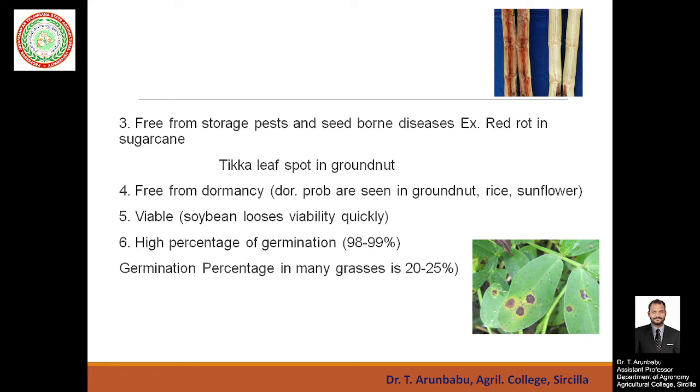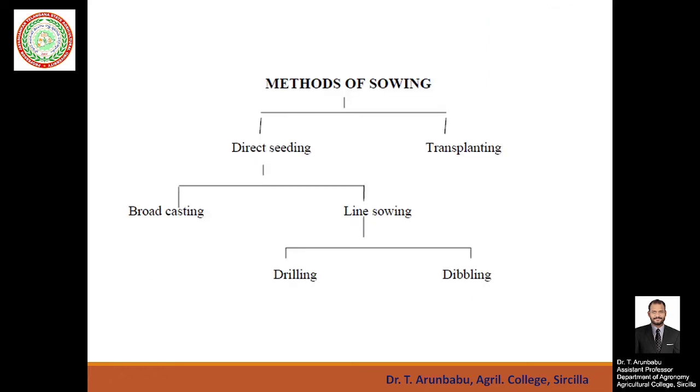Dormancy problems we can generally see in groundnut, rice and sunflower. And the seed should be viable. Generally soybean loses its viability very quickly, and there should be a high percentage of germination, that is 98 to 99%. The germination percentage in many grasses is generally only 20 to 25%.